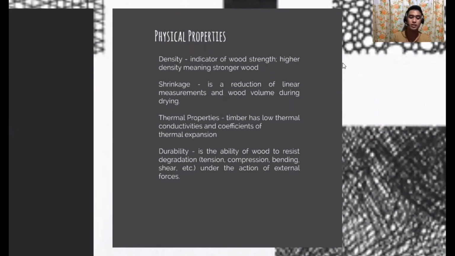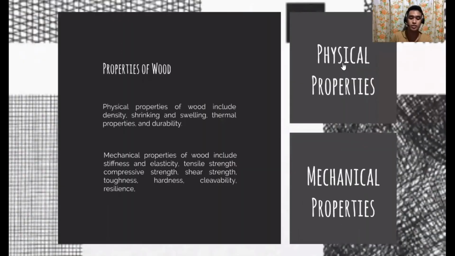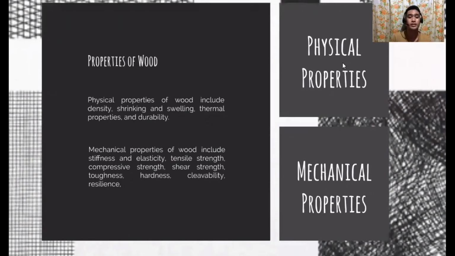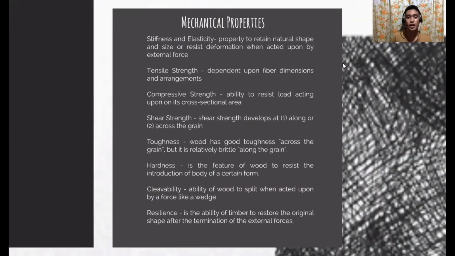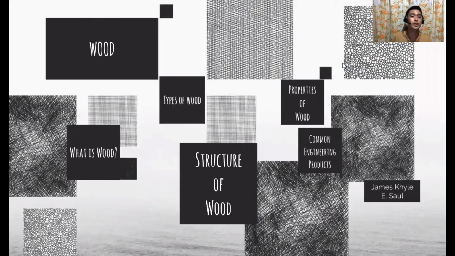Its durability is the ability of wood to resist degradation under the action of external forces. The mechanical properties of wood include stiffness and elasticity, tensile strength, compressive strength, shear strength, toughness, hardness, cleavability, and resilience. These mechanical properties represent all the strengths of the wood, basically the strength and the deformation, or the pliability, of the wood.